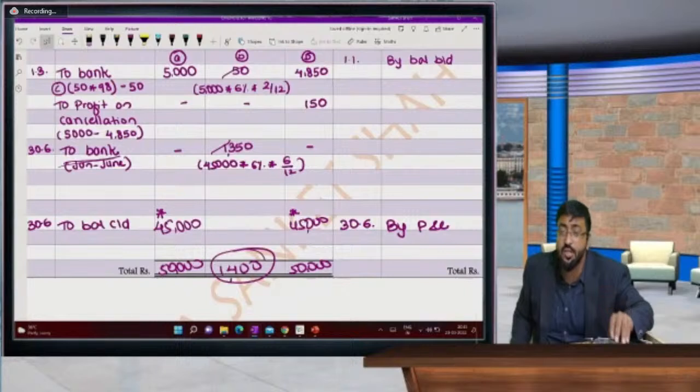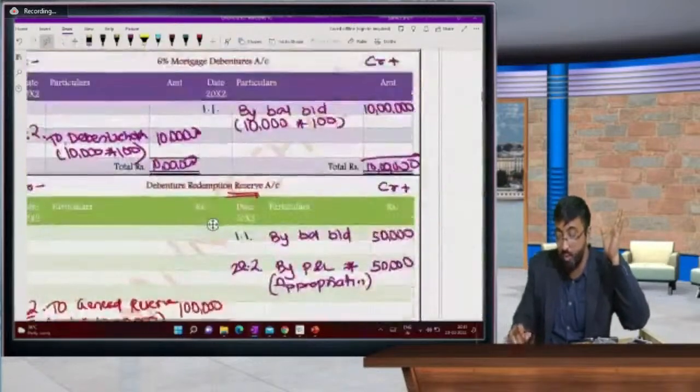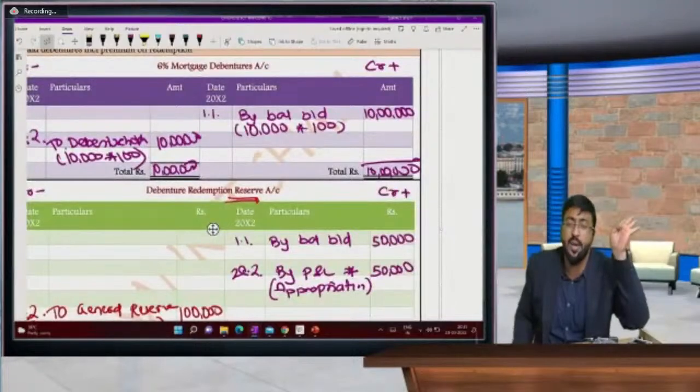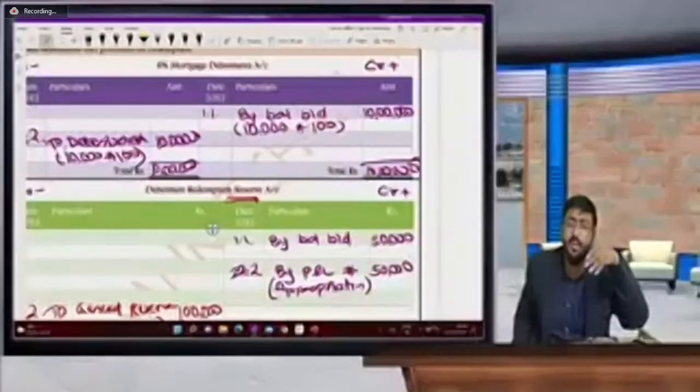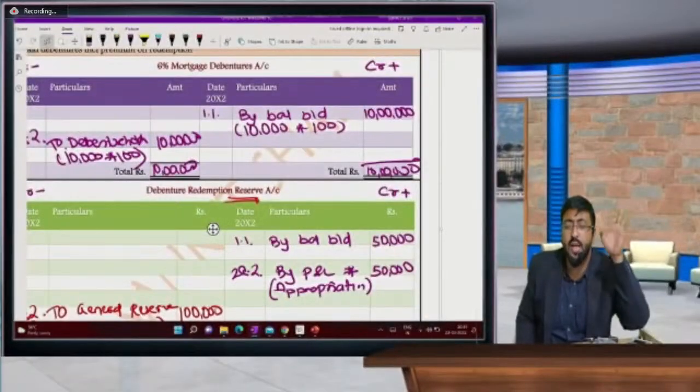Then the second question, beta, debentures credit plus, debit minus 10 lakhs. So you can visualize it my way. So you can visualize it here. I am not watching the answer. So debentures account, by balance brought down 10 lakhs and to debenture holders, I'm going to pay 10 lakhs rupees to the debenture holder. Second account is DRR account. DRR account by balance brought down is 50,000. But I will transfer to general reserve 1 lakh rupees because 10% on 10 lakhs. So 1 lakh. So the balancing figure is by P&L, which is called appropriation.